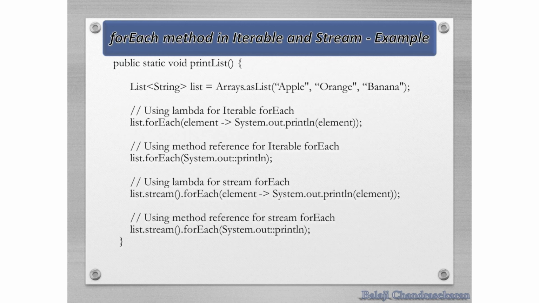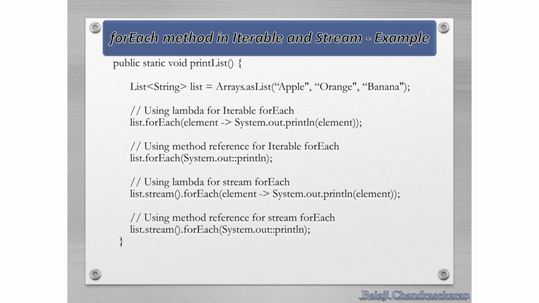Let us see examples of using the forEach method in both the Iterable interface and Stream interface. In this example, the forEach method is called on the list which implements Iterable. The lambda expression contains a single parameter element and an expression to print each element using System.out.println. This is the action performed for each element, printing it to the console. In the same way, the method reference System.out::println is used as an action performed for each element, printing it to the console.